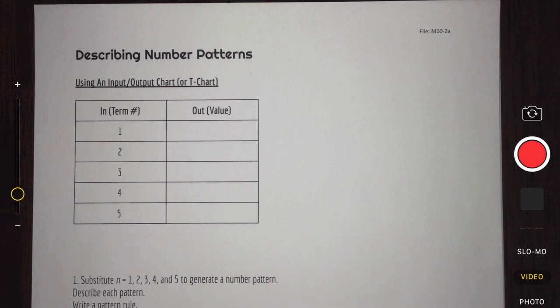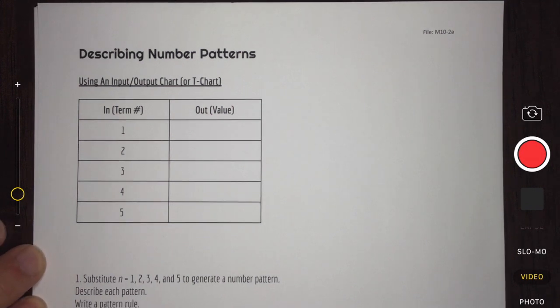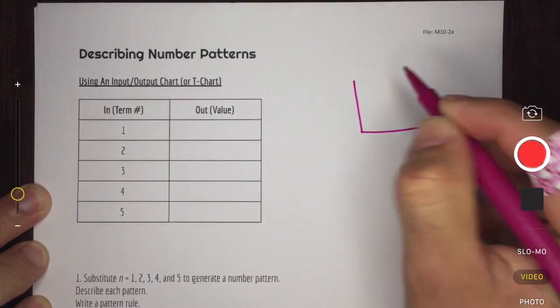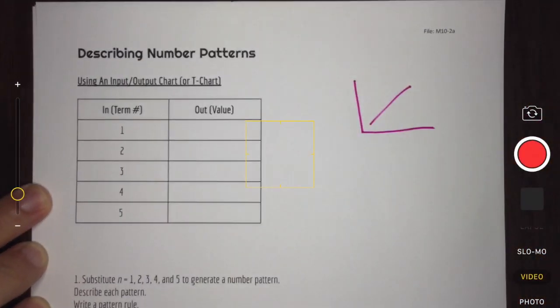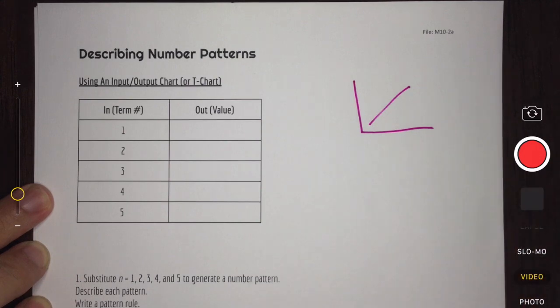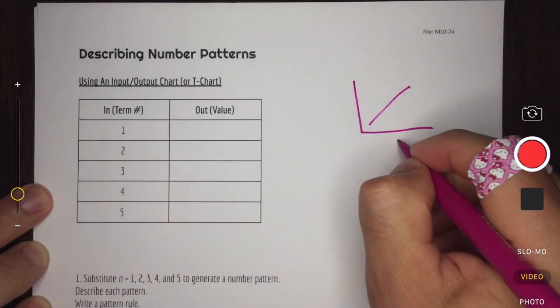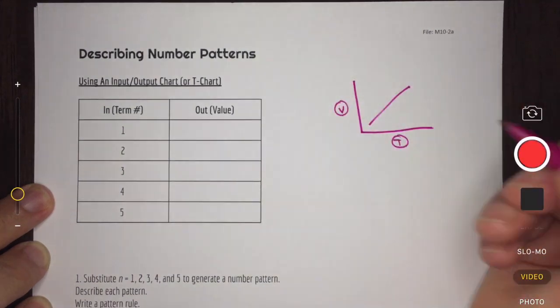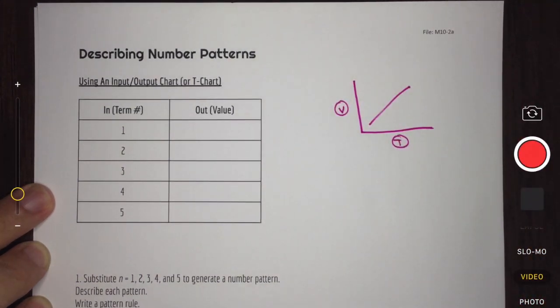Now, before we get started, let's take a look at a couple quick reminders. First of all, when we are dealing with number patterns, we do want to keep in mind that if this is a graph, we're always going to create straight lines. So if we were to take our chart and put the terms across the horizontal axis and the values up the vertical axis, and we were to graph all those numbers, what we would actually get is a nice straight line.